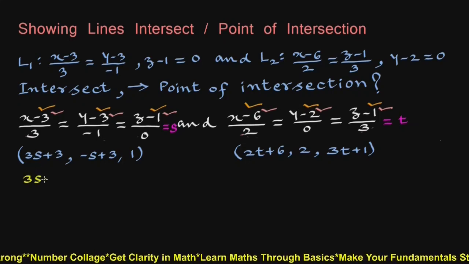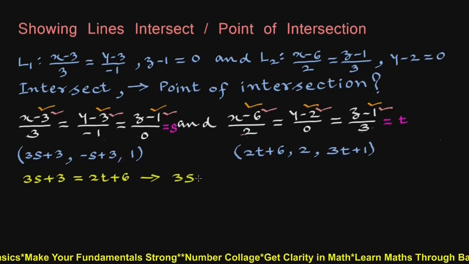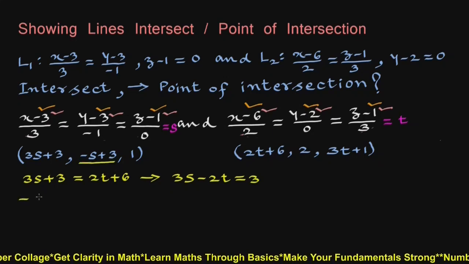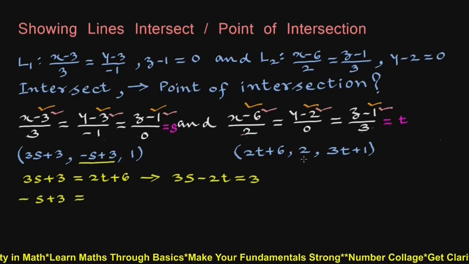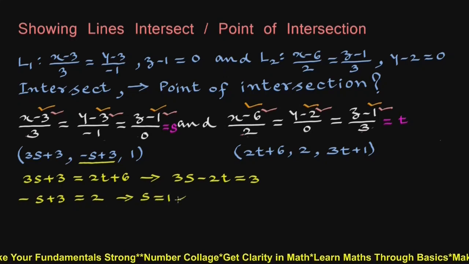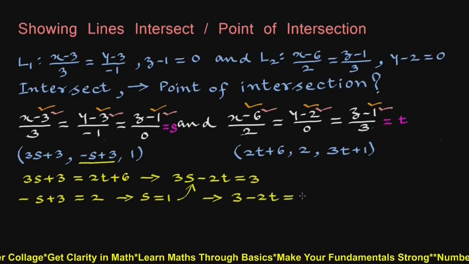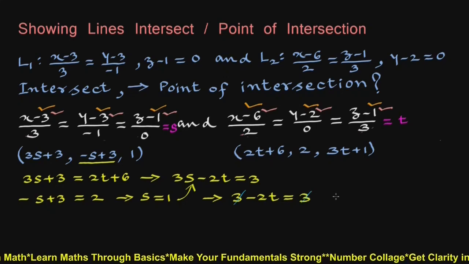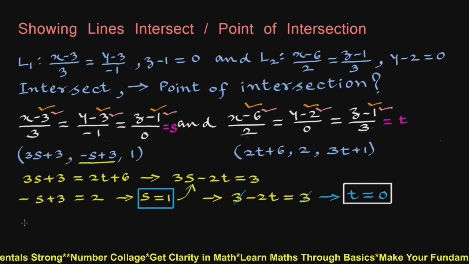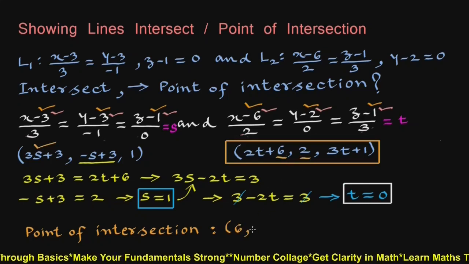So 3s plus 3 will be 2t plus 6, that gives 3s minus 2t equals 3. Similarly, minus s plus 3 will be equal to 2, that gives s equals 1. Using this in this equation, it gives 3 minus 2t equals 3. Cancelling 3, we get t equals 0. The coordinates of point of intersection will be, using t equals 0 here, 6, 2 and 1.